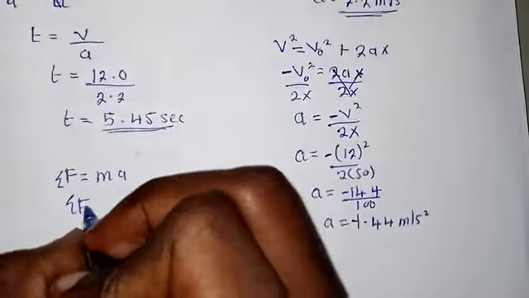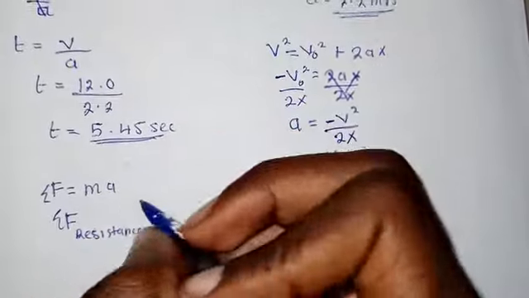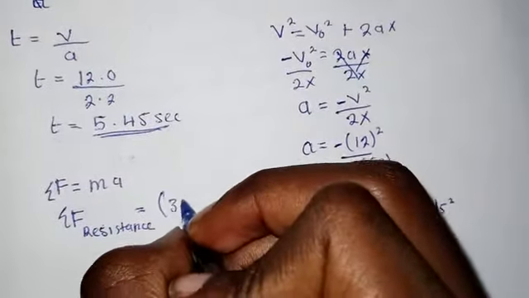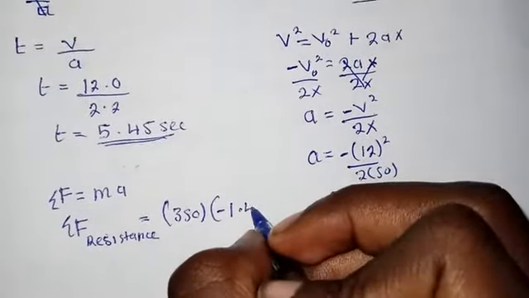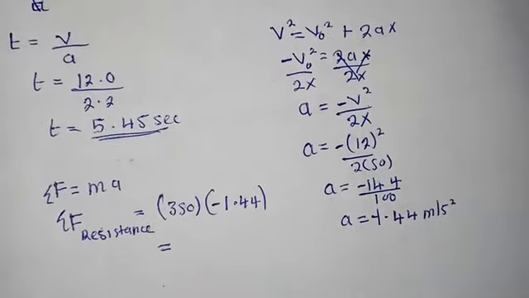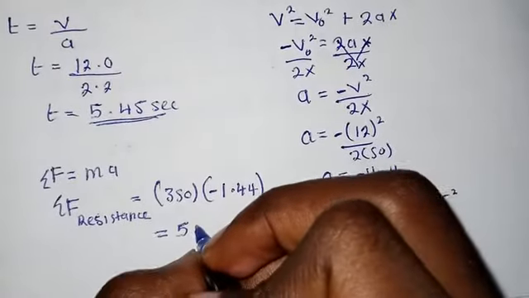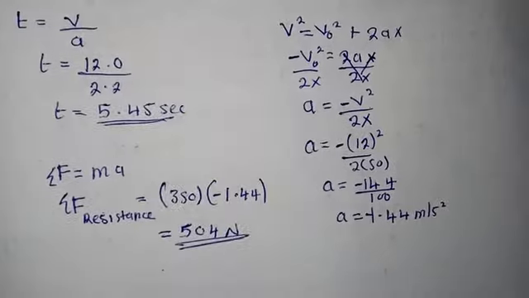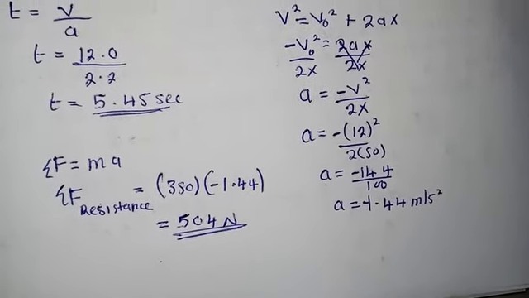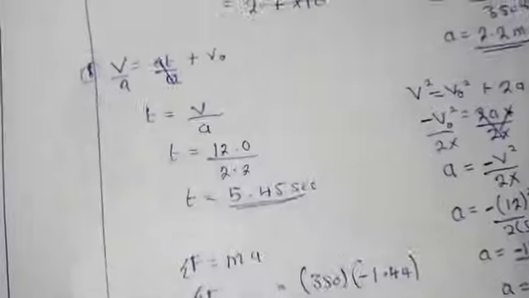Now, the summation of all forces, which happens to be the resistance, is going to equal, what is the mass? Remember, the mass doesn't change. It is 350 kg. The acceleration is still the same, negative 1.44, multiplied by 350. Of course, we're going to find 504 newtons. That's the resistance force. You expect even more resistance, right? Okay, so this is simply it. I'm sure you've learned something here. All right, let's get to the third law of motion.